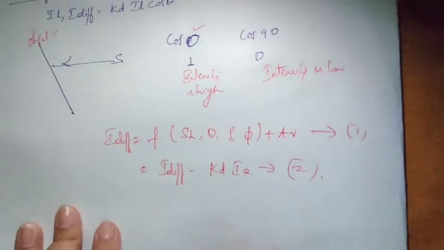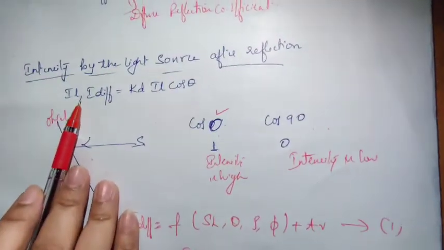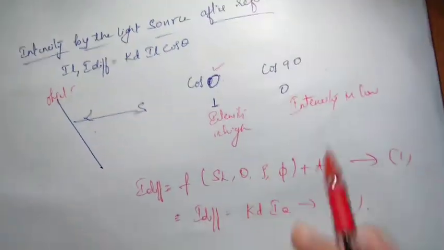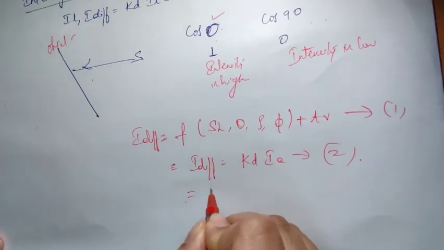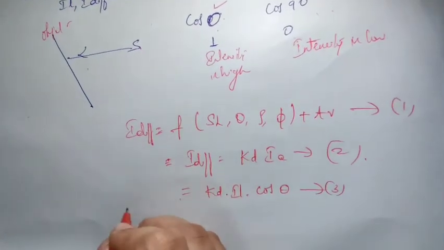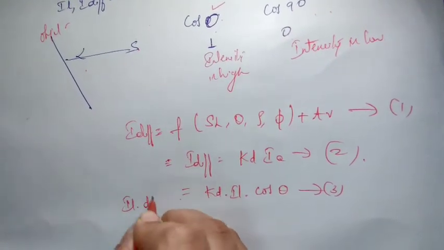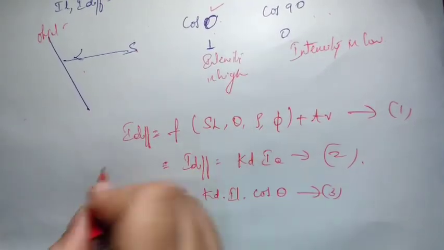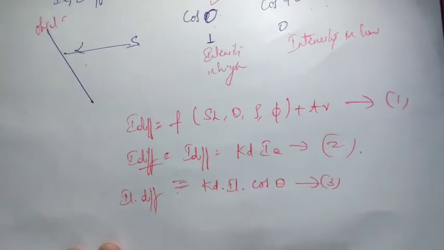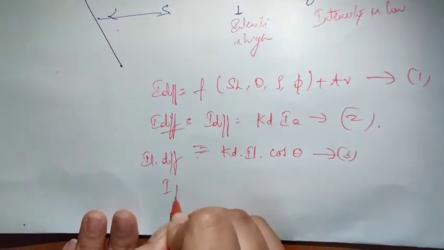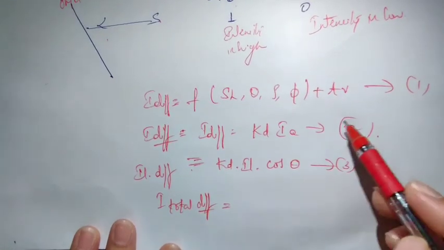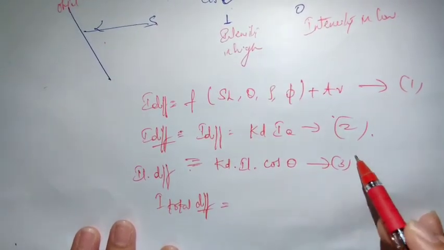Next, the intensity of the light source after reflection is KD into IL cos theta. This is your third equation. Since there is also high diffusion, the total diffusion is obtained by just adding equations 2 and 3. Okay, very simple.